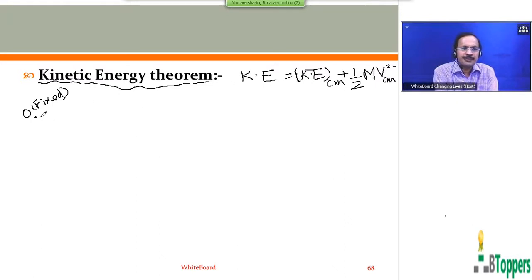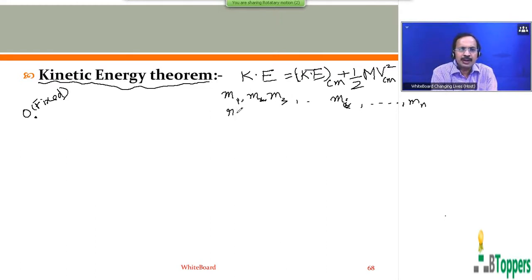So let us consider the origin of a fixed coordinate system. That means origin O is fixed with respect to the laboratory frame of reference. So we can practically consider the laboratory frame of reference as an inertial frame of reference. We consider a system of n particles with masses m1, m2, m3 and so on, or in general we write m_i, up to m_n. So i varies from 1 to n.